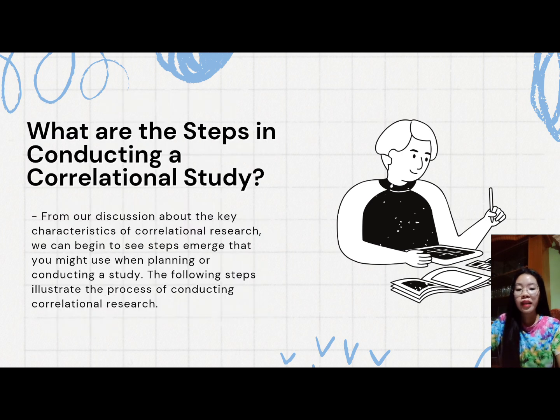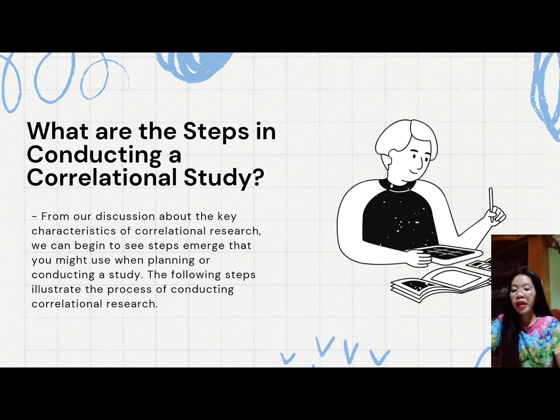So, what the next one is, what are the steps in conducting a correlational study? As a researcher, when we conduct a correlational study, we must follow steps on how to properly conduct it. So from our discussion about the key characteristics of correlational research, we can begin to see steps emerge that you might use when planning or conducting a study.